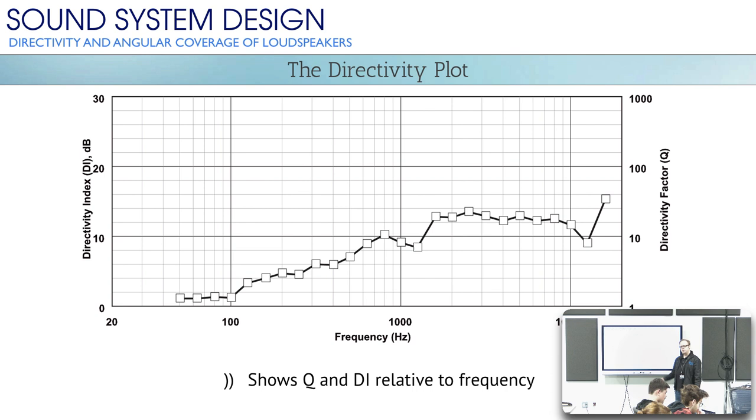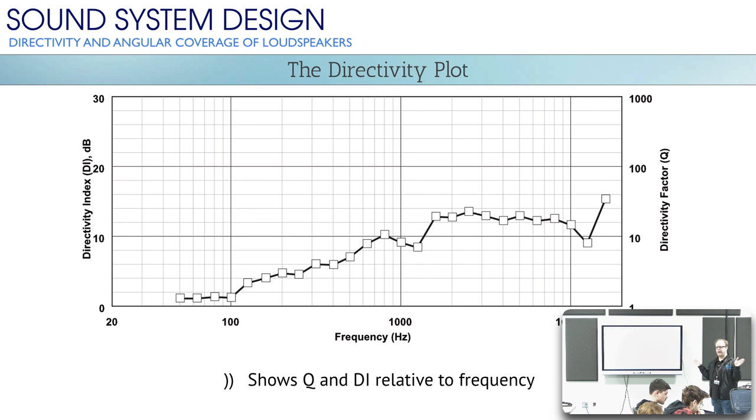But it's just showing you on the horizontal axis is frequency, on the vertical axis is directivity index and Q. So directivity index is over here on the left, Q is over here on the right. Just another way of looking at it. There are no angles involved here. It doesn't tell you any of that. It just gives you a sense of how the confinement is per frequency.